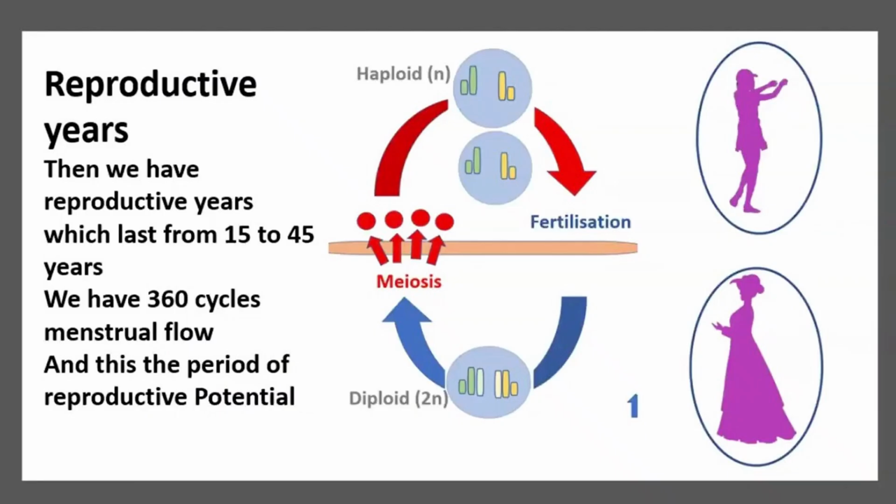Now, what do we mean when we say reproductive potential? We're essentially saying the ability for the female body to take diploid cells and, through the process of meiosis, convert them into haploid cells, which is essentially just the splitting of the chromosomes. The potential for fertilization, which is what allows us to reproduce, cannot happen in a healthy manner unless we have haploid cells. Again, this is the reproductive potential: the potential to go from diploid to haploid.